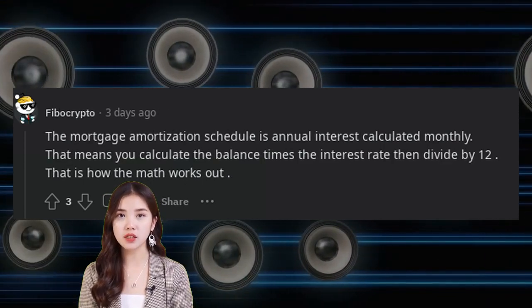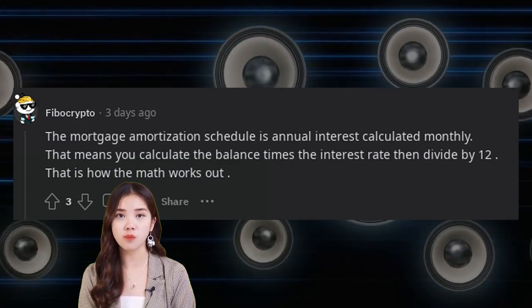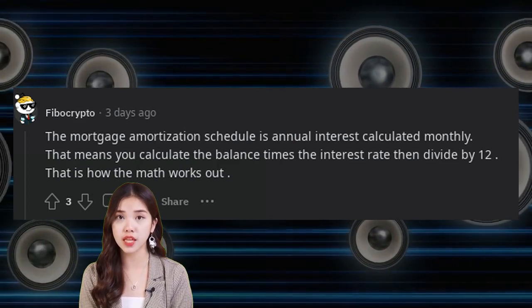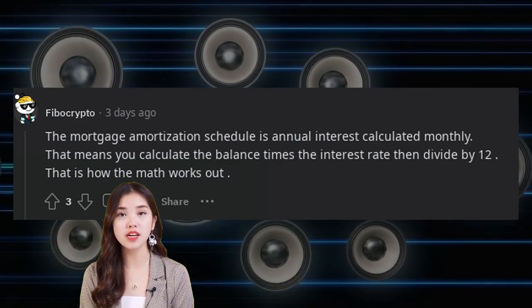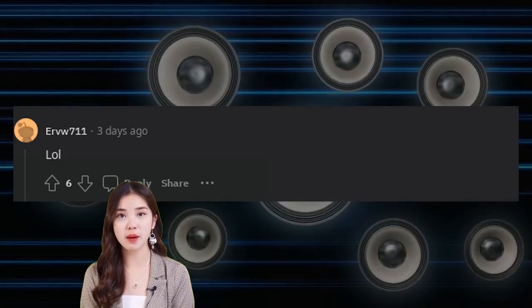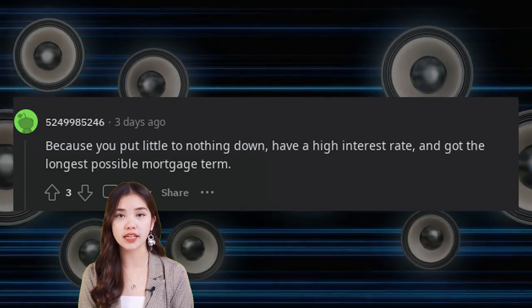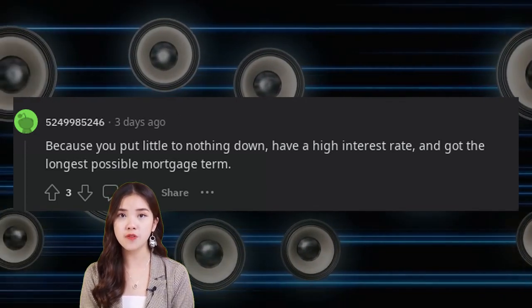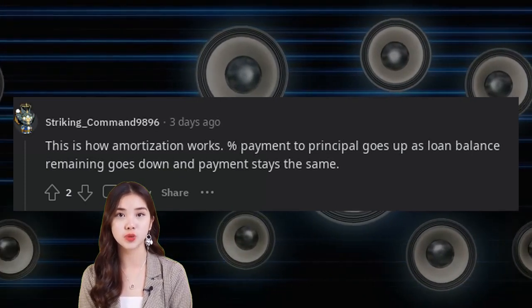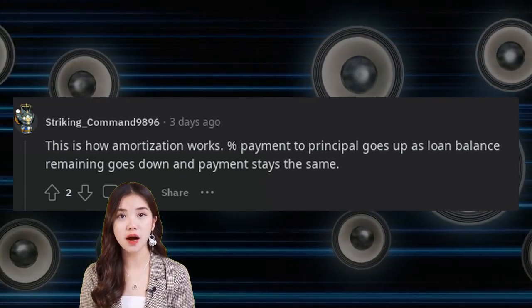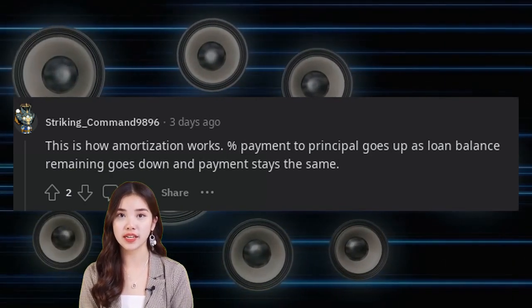The mortgage amortization schedule is annual interest calculated monthly. That means you calculate the balance times the interest rate, then divide by 12. That is how the math works out. Lol. Because you put little to nothing down, have a high interest rate, and got the longest possible mortgage term. This is how amortization works. Payment to principal goes up as loan balance remaining goes down and payment stays the same.